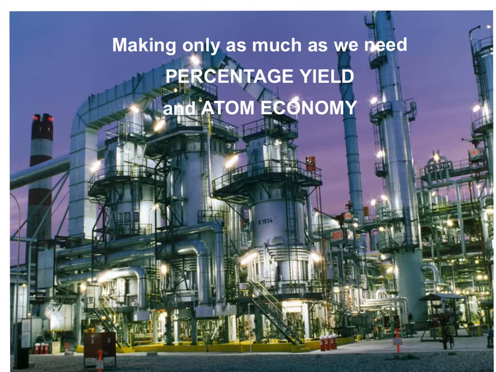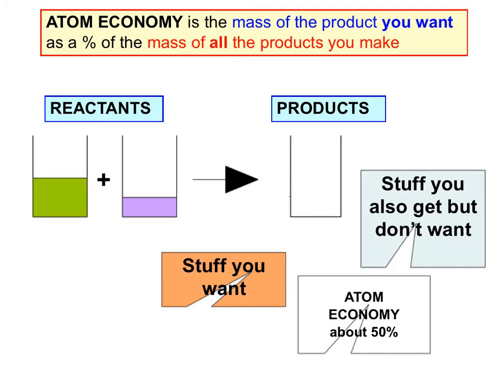what atom economy is. Remember that most chemical reactions produce 2 or more products, but often we only want one. Therefore, there's a lot of waste, and atom economy is a measure of how much waste there is. So really, we want to have as high an atom economy as possible. The higher the atom economy, the lower the waste, and that can only be a good thing.